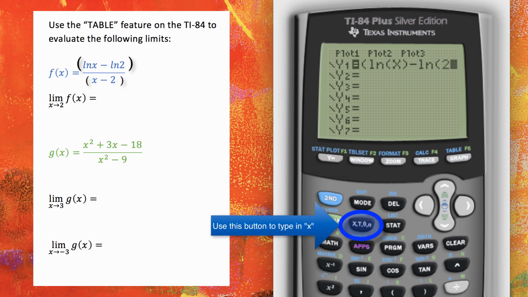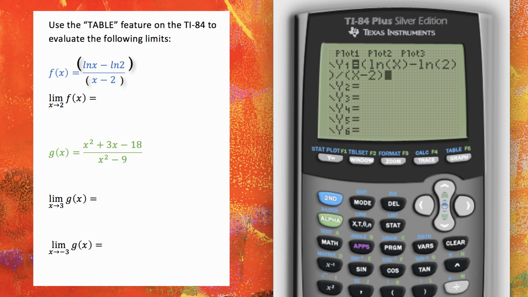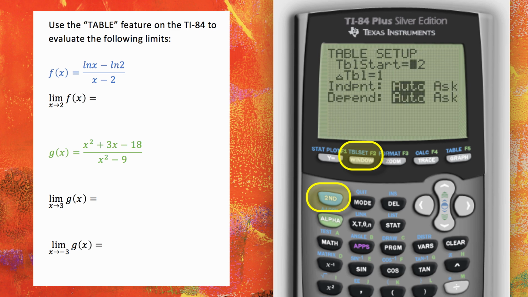In order to get the function correct, you will need to put parentheses around the entire numerator and parentheses around the entire denominator. Then press second and window to get to the settings for the table. I'm going to start my x values at -5. Then to get to the table, press second graph.